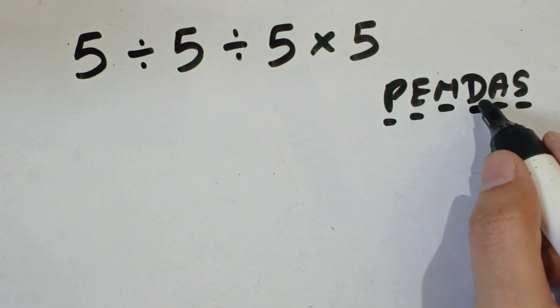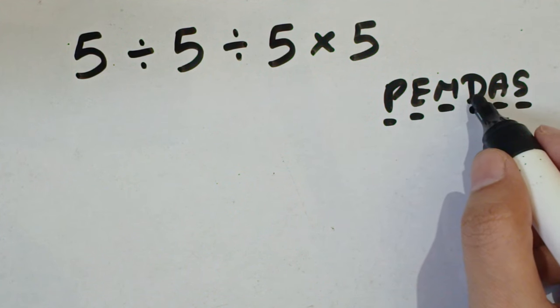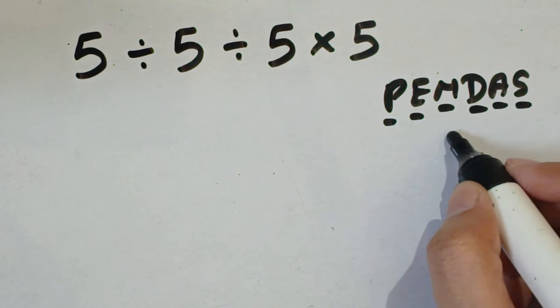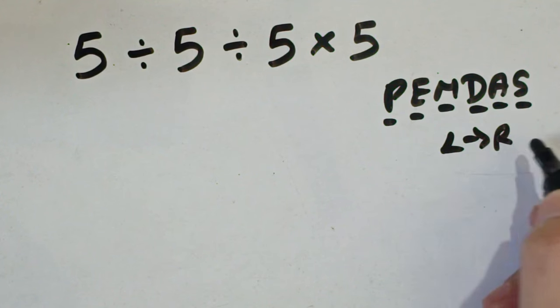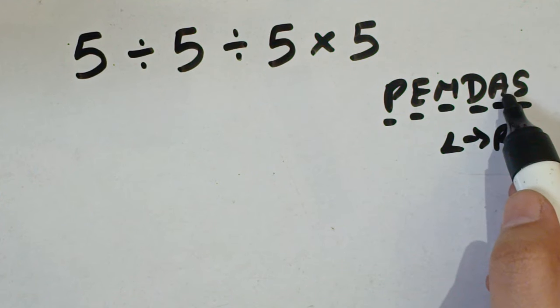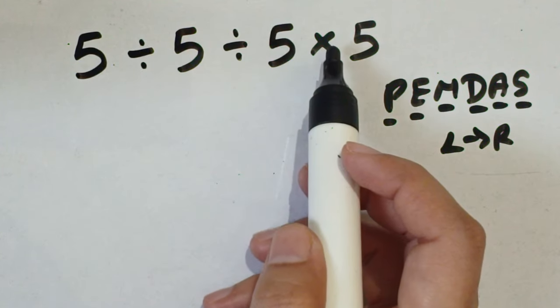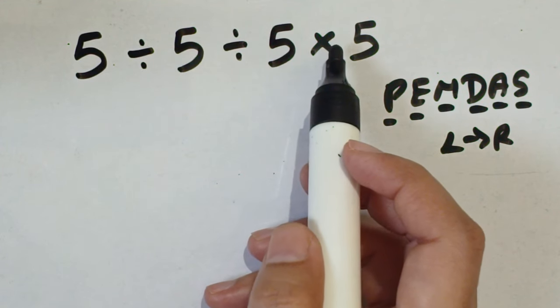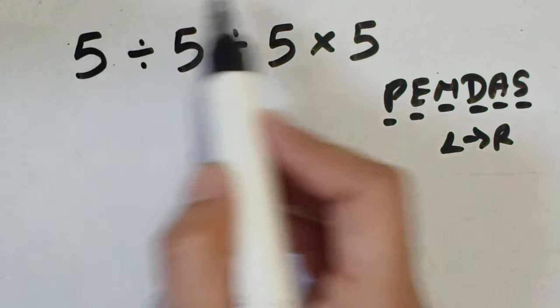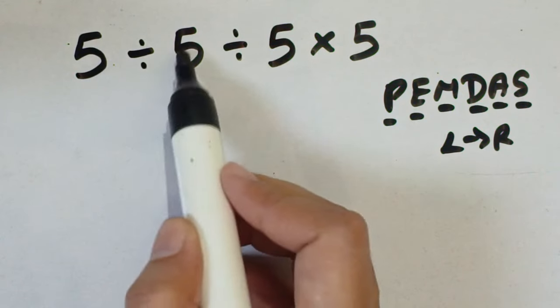So here in multiplication and division you have to remember both have equal priorities, therefore we go from left to right. And same for addition and subtraction also. So here division and multiplication is there, so both have equal priorities, therefore we go from left to right. First we'll solve this one.